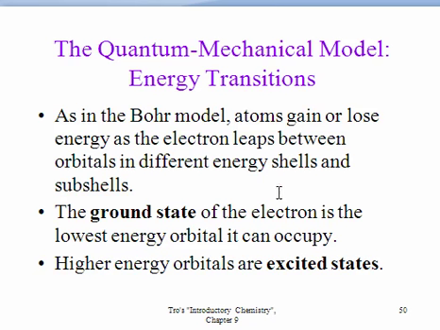Now, as in the Bohr model, atoms can gain or lose energy as electrons go between different orbitals in different energy shells and subshells. We also refer to the lowest energy state as the ground state and any higher energy states as excited states. And as in the hydrogen atom, when an electron absorbs energy, it will be in an excited state, and then it will always release that energy to go back to the ground state. The energy that it absorbs and releases will be in the form of photons of electromagnetic radiation.